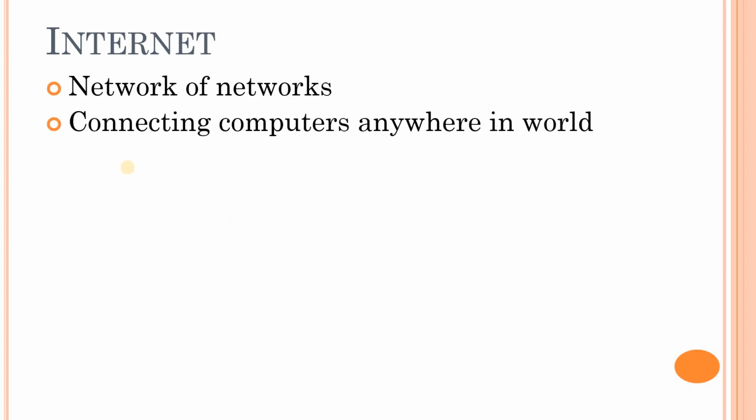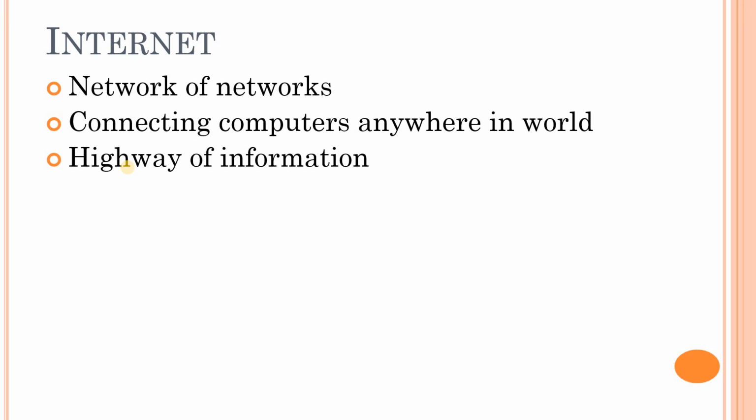These days, we are using internet for almost all different tasks. Internet basically means connecting computers to any other computer in the world. Internet is also known as network of networks, connecting computers anywhere in the world. This is the main reason why we need internet, so that we can connect different computers from different parts of the world.